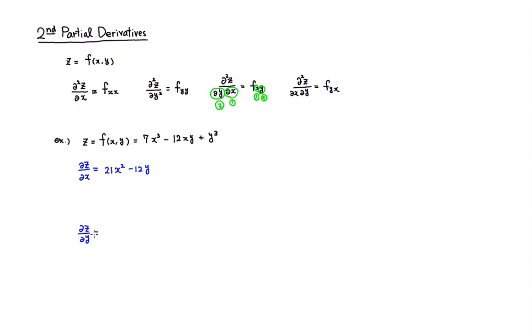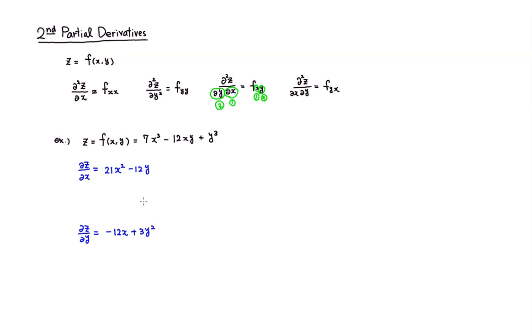So here's the partial with respect to y. This is a constant, so its derivative with respect to y is 0. In the partial of this, negative 12x is just a constant, and the derivative of y is 1, so you get that. The partial of y cubed with respect to y would be 3y squared.